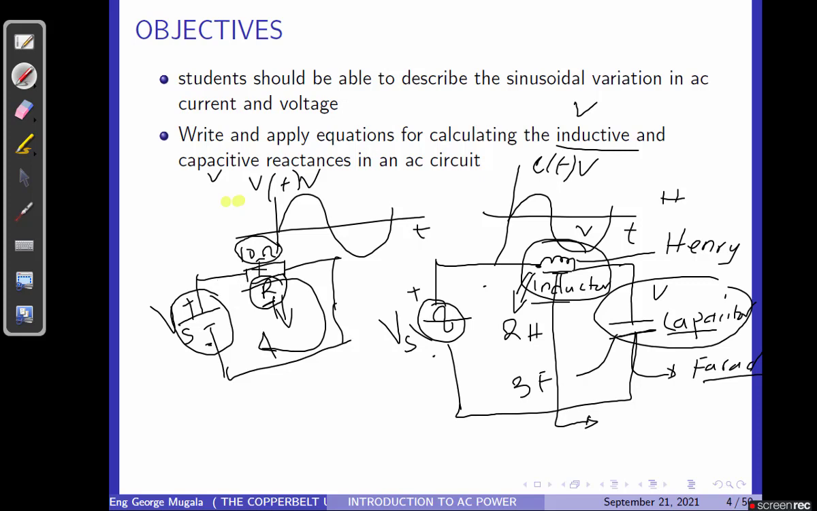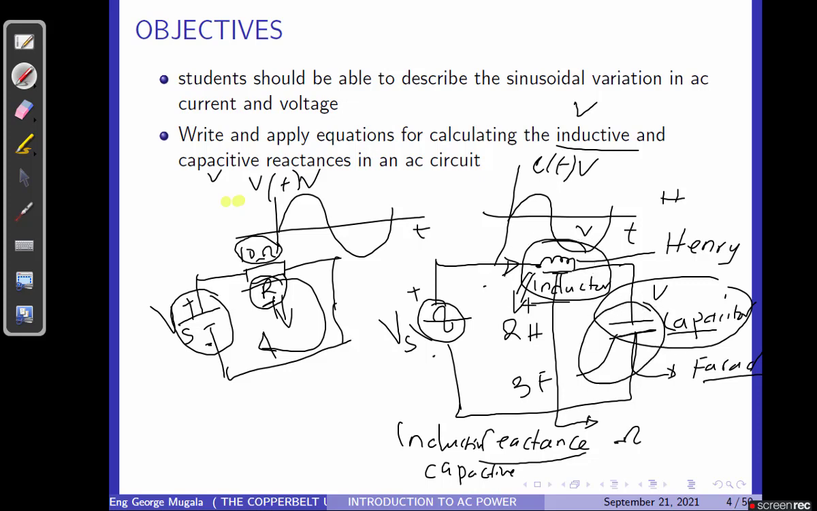The current will be opposed as it goes through the circuit, so we add some amount of resistance. However, whenever we are talking about the inductor and capacitor, the equivalent resistance to the flow of current is a calculated value, okay? And that value is called reactance. So the reactance is also measured in ohms. In fact, for the inductor, we call it the inductive reactance. And for the capacitor, we call it capacitive what? Capacitive reactance.